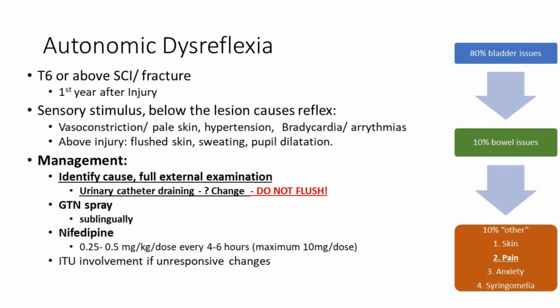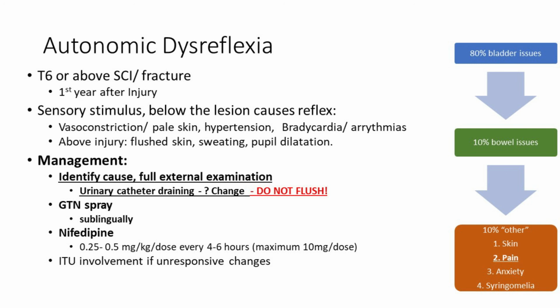You want to keep it well perfused in order to enhance the recovery, if there is any. Going on from this to autonomic dysreflexia, which occurs typically in the first year after injury, and generally occurs in cord injuries at T6 or above. It's more likely to happen in complete, but can also happen in incomplete cord injuries. Generally it's due to an excessive sensory stimulus below the lesion, causing a reflex vasoconstriction, pale skin, hypertension, and then that subsequently induces a bradycardia and sometimes arrhythmias.